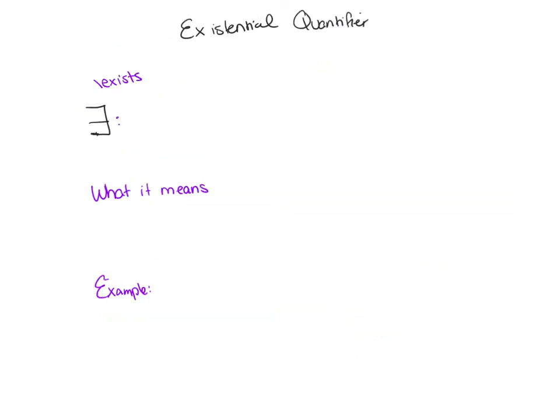Alrighty, our other quantifier is the existential quantifier, and that's this backwards letter E, which we can get in TeX by using \exists, and this is going to be read as there exists, or there is a.